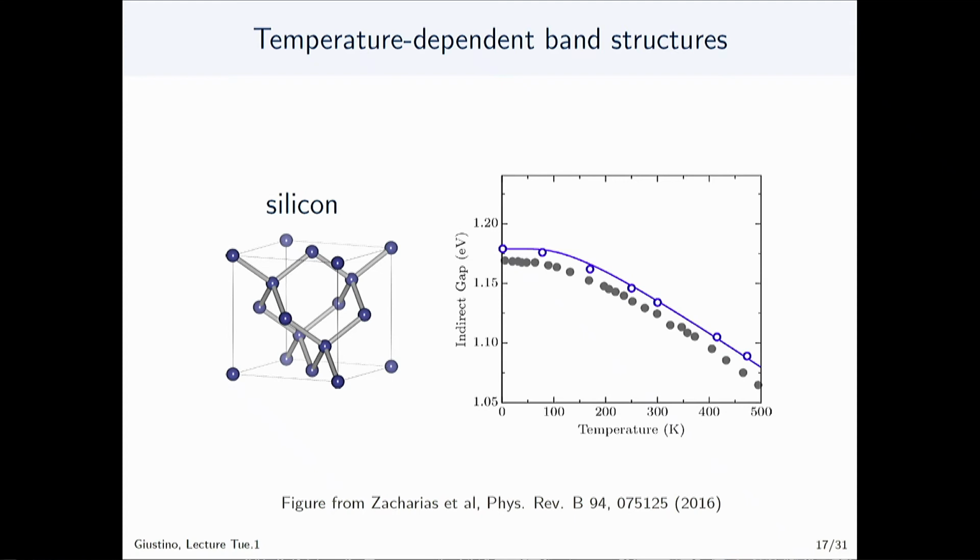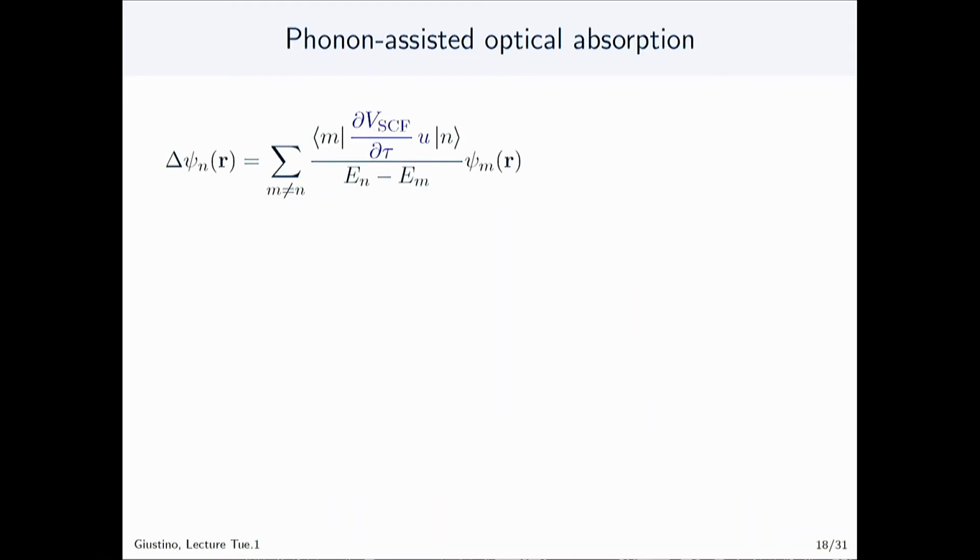So in this case, the change of band gap with temperature is quite small. So we go from, I don't know, 0.17 to 1.07, so it's maybe 0.1 eV over 500 Kelvin. So that's not a very big number unless you are really looking at a very fine structure in these things. Now, I wanted to tell you something about the second bit, which is the phonon-assisted absorption.